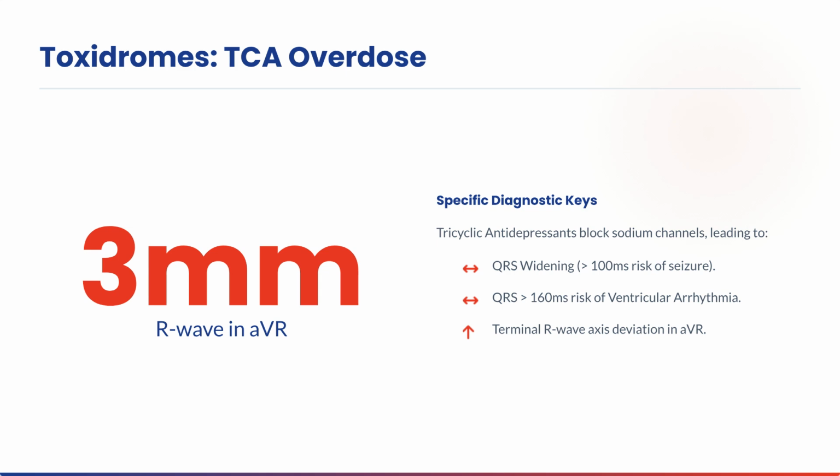Tricyclic antidepressant overdose causes QRS widening. A QRS duration over 100 milliseconds increases seizure risk, and over 160 milliseconds increases ventricular arrhythmia risk. Look for a terminal R wave in aVR.